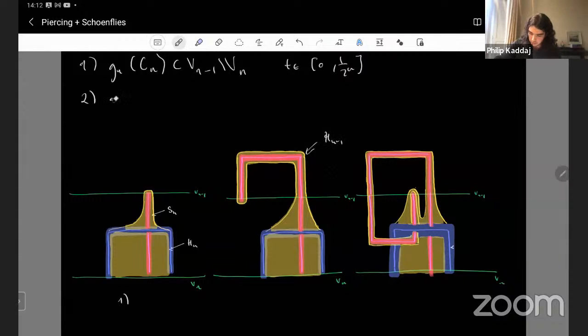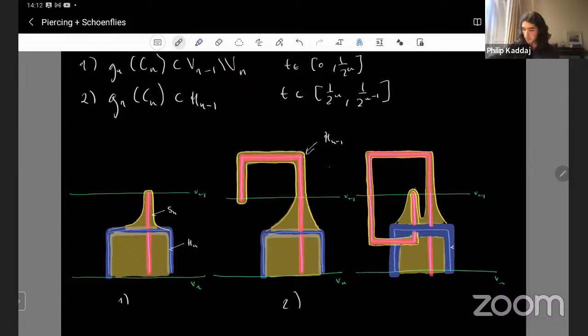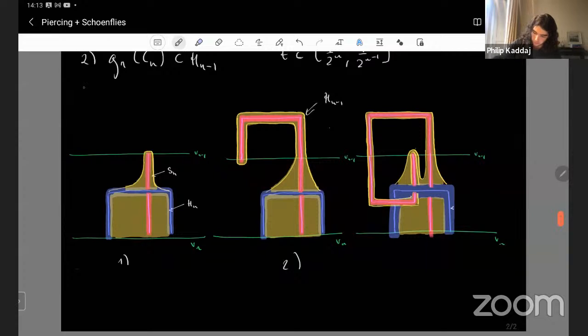So for the second condition, we would like, so this is number 2. Number 3.